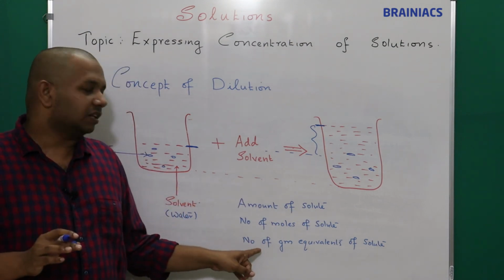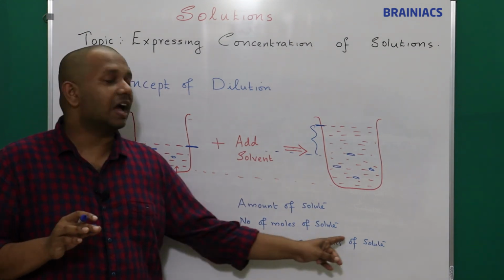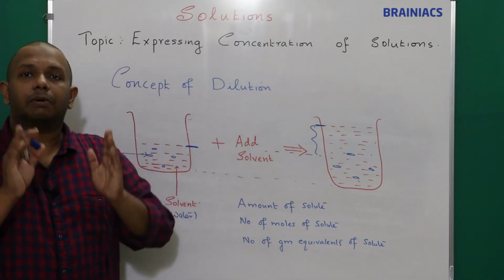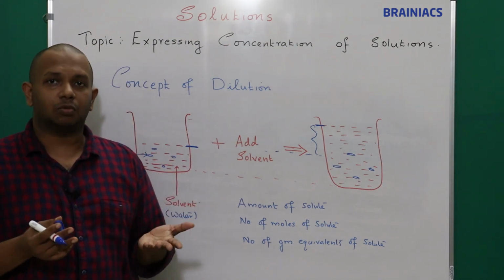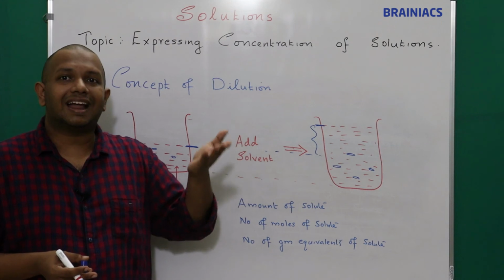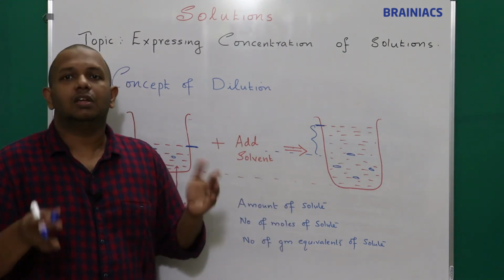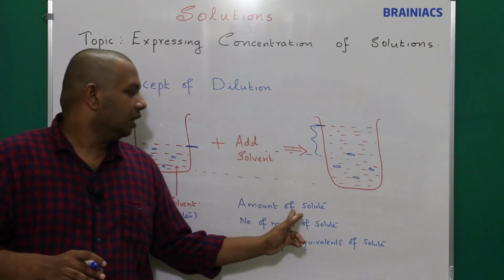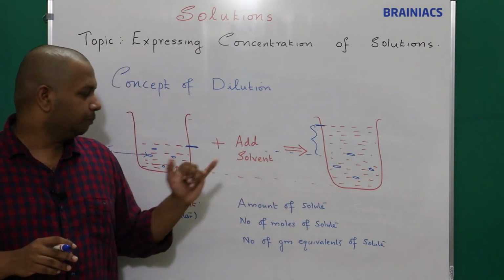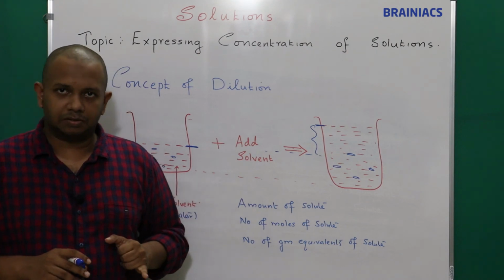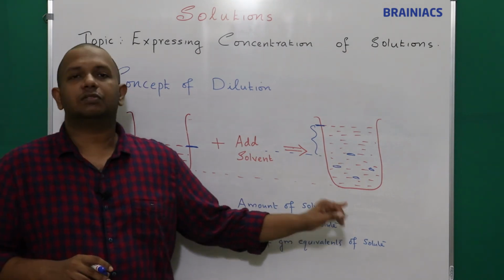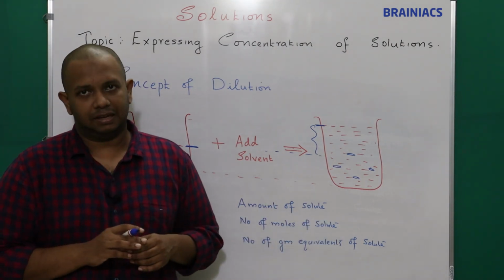Then what are the other things that remain the same? The number of gram equivalents of the solute, because the number of gram equivalents of the solute is nothing but, what is that? Now you have learned, weight in gram divided by equivalent mass. That also does not have any relationship with the solvent. So I can say after the dilution, the amount of solute remains the same, or the number of moles of solute remains the same, or the number of gram equivalents of the solute remains the same.